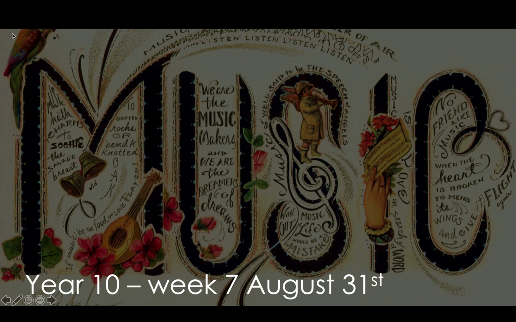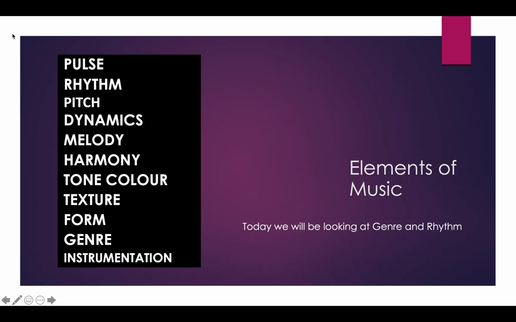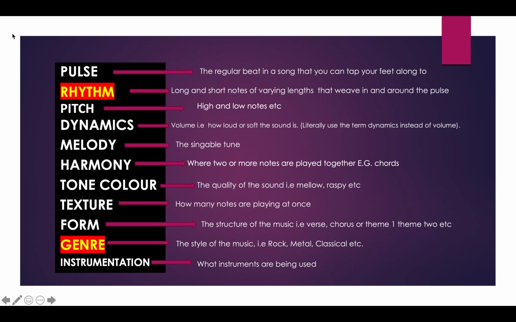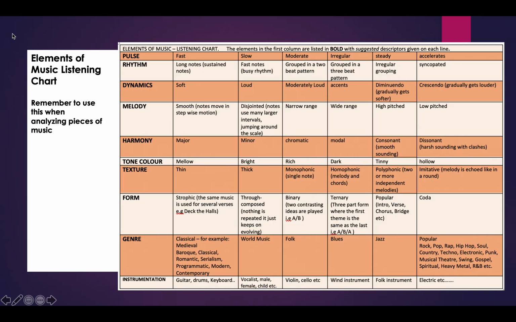We are going to have a look through our slideshow which describes the 3 tasks that you need to do today. So today we are going to be looking at the elements of genre and rhythm. Genre is the style of music, i.e. rock, metal, classical, and rhythm is the long and short notes of varying lengths that we weave in and around the pulse.